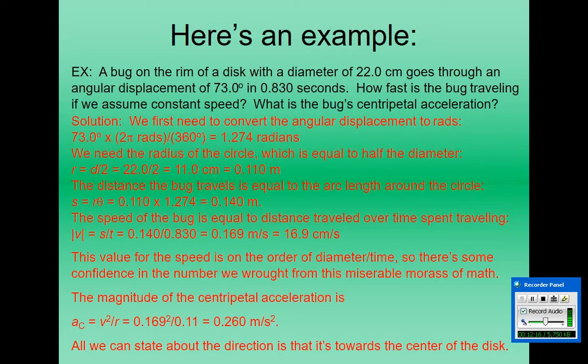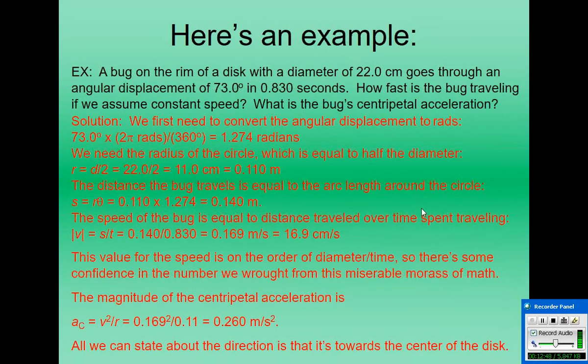This speed is exactly how fast it's going around the circle. The speed is not changing. We can find the centripetal acceleration by using v equals 0.169, r equals 0.11, and I calculate the centripetal acceleration, v squared over r, to be 0.260 meters per second squared. That gives us the magnitude of the centripetal acceleration, and of course the direction is towards the center of the circular path, which happens to be the center of the disk.